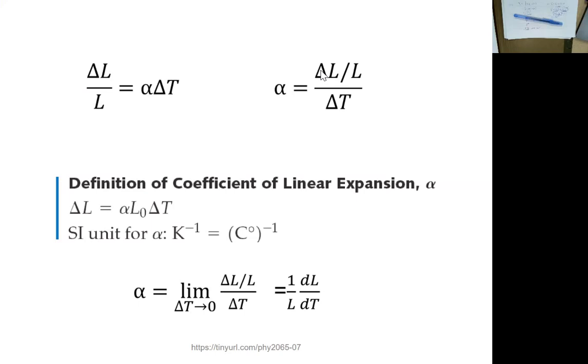If you write alpha, it's equal to delta L over L divided by delta T. And that alpha has a unit of Kelvin inverse, because you can see the dimension here: the change in length should be in meters, the SI unit, over meters, and then divided by temperature, degrees Celsius or Kelvin. Because this is delta T, that means change in temperature. A change in temperature is the same number in Kelvin as in Celsius. 5 degrees in Kelvin is the same as 5 degrees in Celsius, so these two are equivalent in that sense.